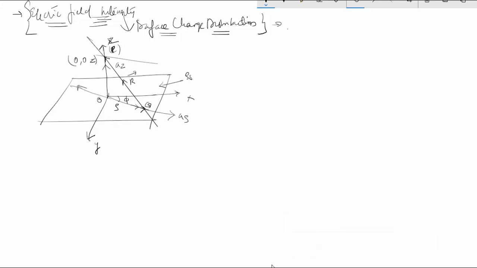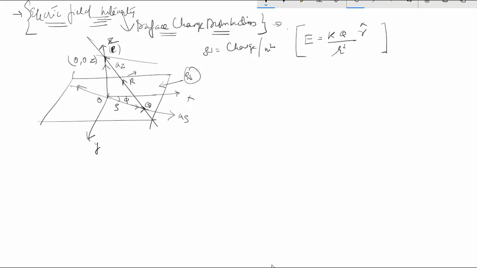Suppose this is how I am showing you my charge distribution. So this is a surface charge distribution with the surface charge density rho s, which is equal to the charge per meter square, and I want to find the electric field intensity, which is given by kq divided by r square into the unit vector. So this is my equation which I have to apply.